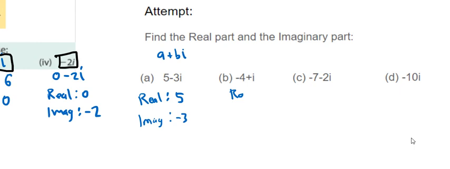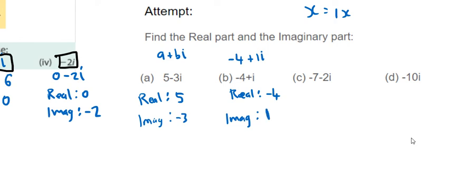Second one, the real part is minus 4, and the imaginary part is, see the way here there's nothing in front of the i? If there's nothing in front of the i, it's the same thing as minus 4 plus 1i. The same way really that x is the same thing as 1x in algebra. If there's nothing in front of an i, it can't be 0, because that means that it's nothing. So it has to be 1. x is the same thing as 1x, so i is the same thing as 1i. So the imaginary part here would be 1.